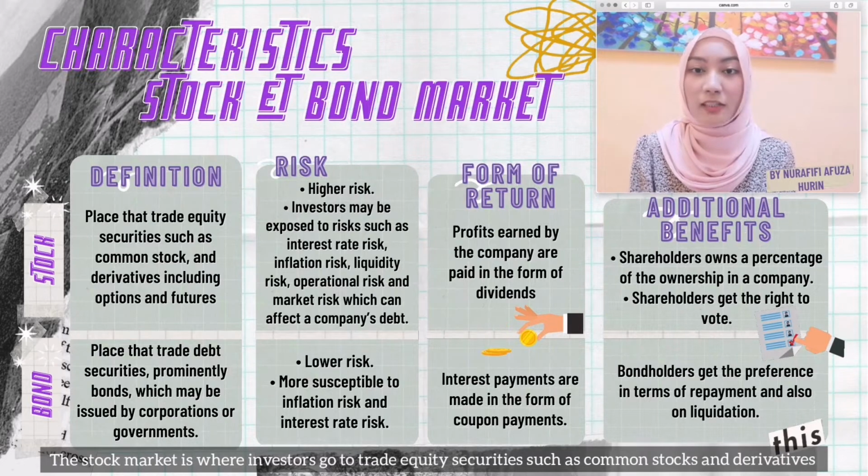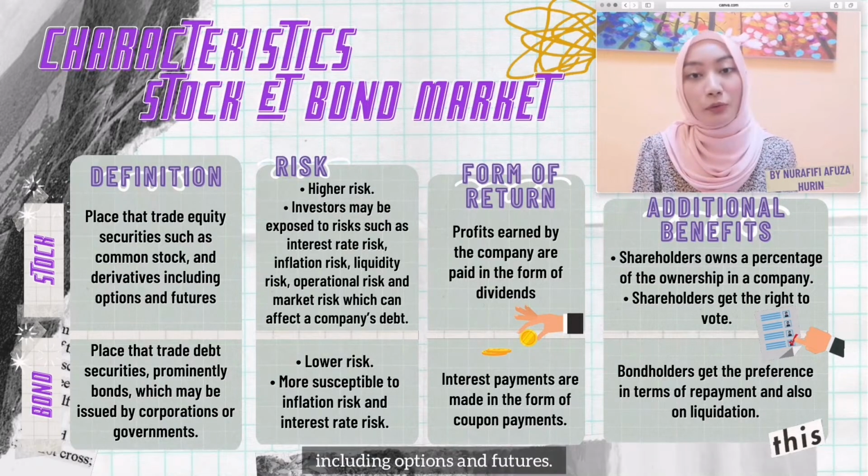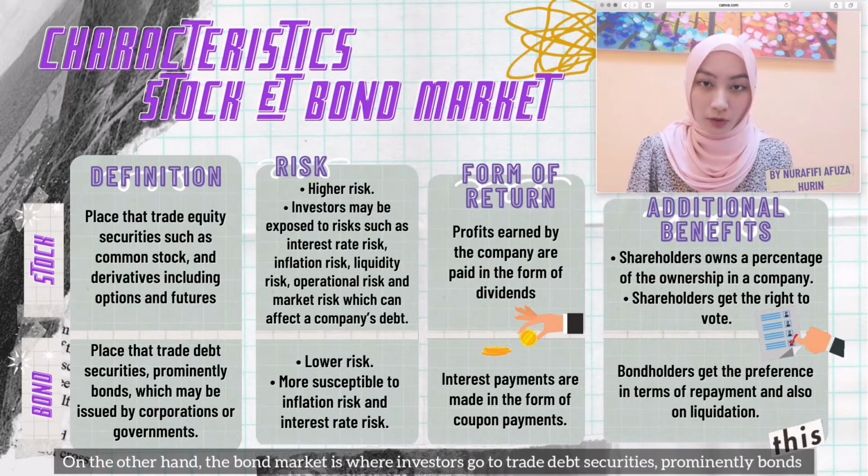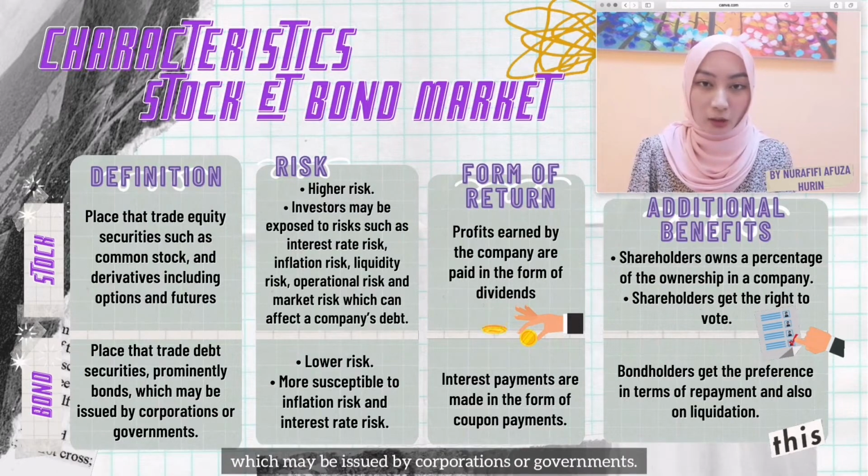The stock market is where investors go to trade equity securities such as common stocks and derivatives, including options and futures. On the other hand, the bond market is where investors go to trade debt securities, prominently bonds, which may be issued by corporations or governments.